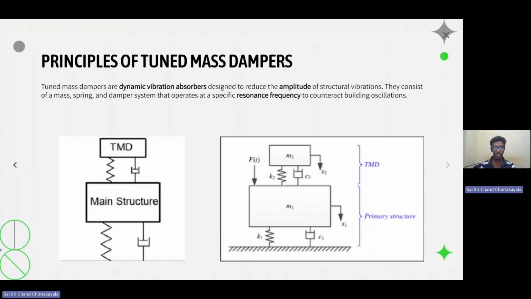Coming to the principles of the tuned mass dampers, they are dynamic vibration absorbers which are designed to reduce the amplitude of structural vibrations. They consist of a mass, spring, and a damper system which operates at a specific resonance frequency to counteract the oscillations of the building. Below, we can see the diagram of the damper system consisting of masses and springs.